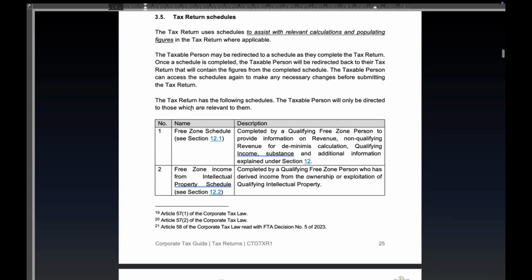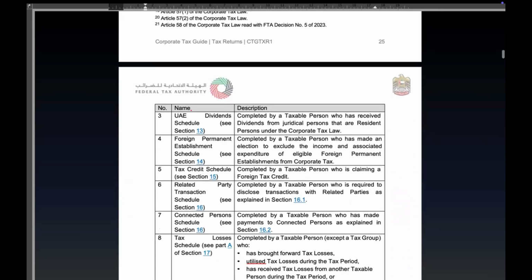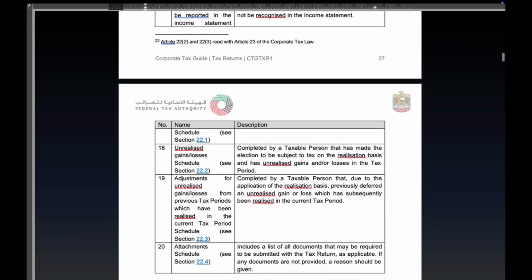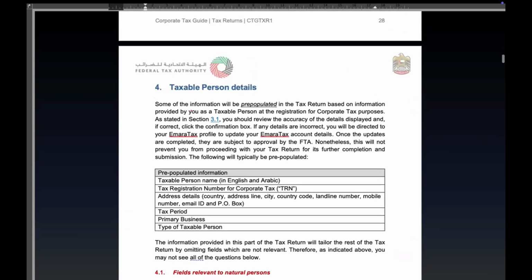Schedules are already built into the EmaraTax portal. Whenever you are filling this form, the schedule will be populated automatically. Once you put the information into the schedules, the return will be updated automatically. I'm not going through these schedules; you can go through them. I think she has already taken the screenshot as she has shared with you.